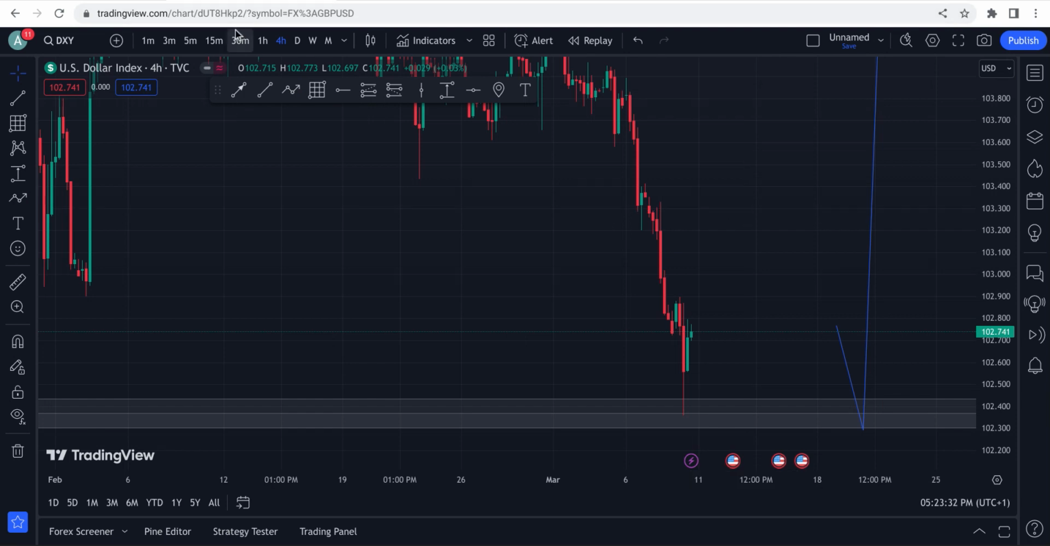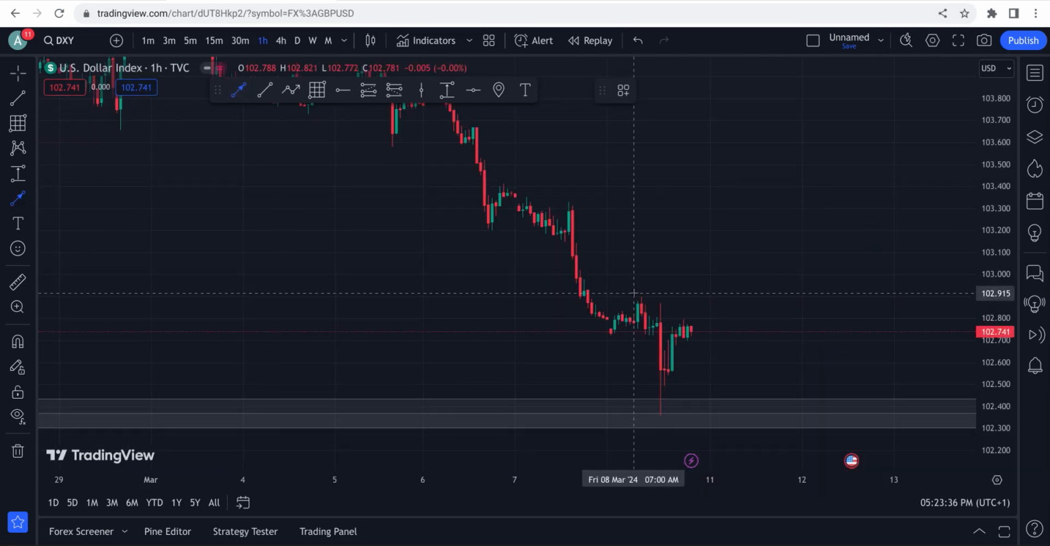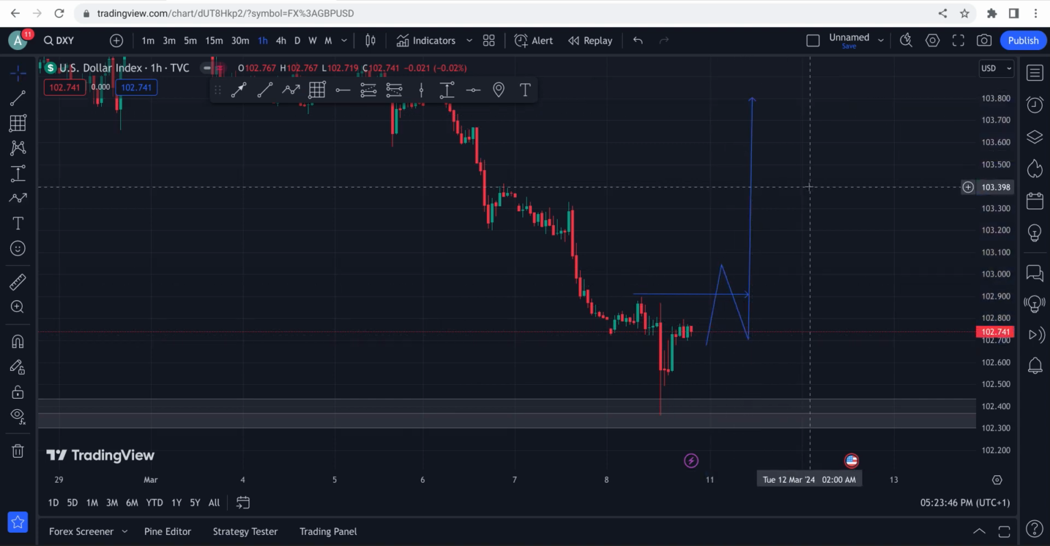We have to move to the hourly time frame. Once price breaks this high, this last high point like this, then we can switch to the long side. That is all for DXY.